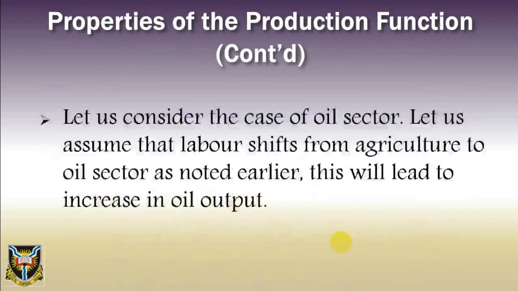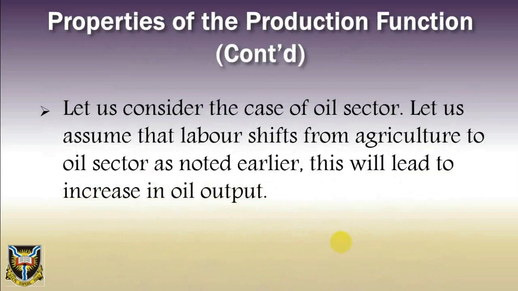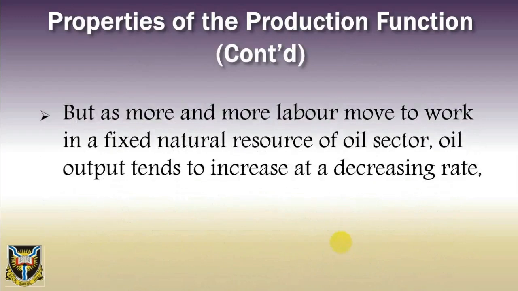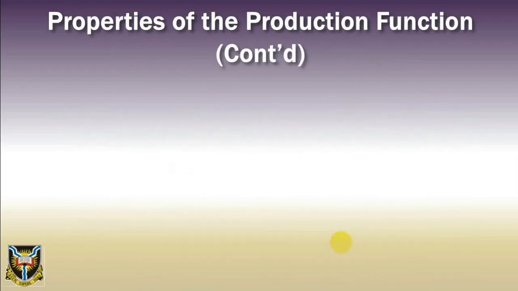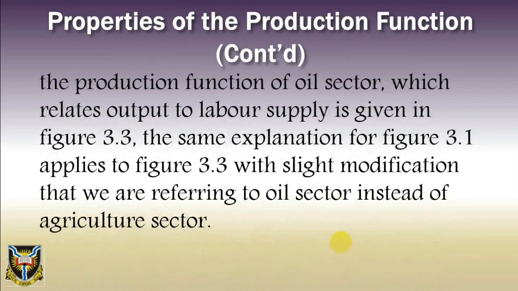Let us consider the case of the oil sector. Let us assume that labor shifts from agriculture to the oil sector, as noted earlier. This will lead to an increase in oil output. But as more and more labor moves to work with the fixed natural resource in the oil sector, oil output tends to increase at a decreasing rate. The production function of the oil sector, which relates output to labor supply, is given in Figure 3.3.